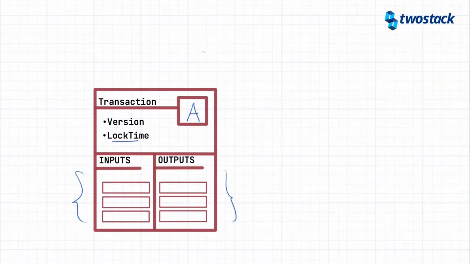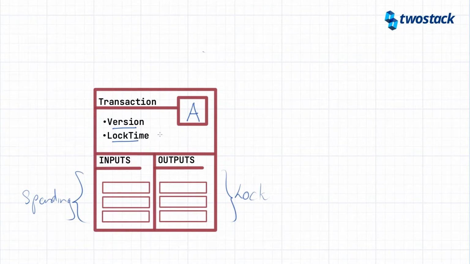The input of a transaction is also referred to as the spending condition. A transaction input can be thought of as a key that fits a very particular lock. The output of a transaction is also referred to as the locking condition. A transaction output can be thought of as a lock that can only be opened with a very particular key.